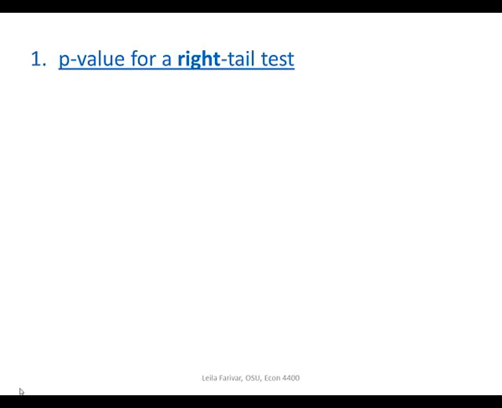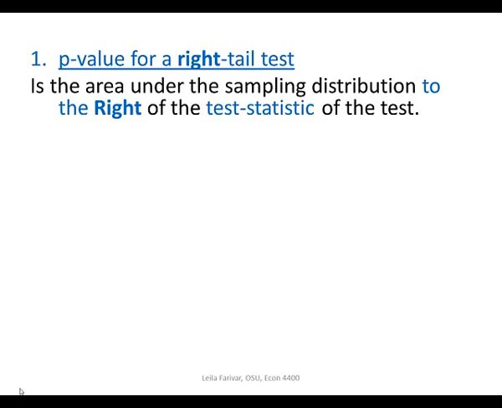Our first example is the p-value for a right tail test. For a right tail test, the p-value is the area under the sampling distribution to the right of the test statistic of the test. So in order to memorize, if it's a right tail test, the p-value is to the right of the test statistic. This is important here. We have to have the test statistic for a test in order to be able to find the p-value.